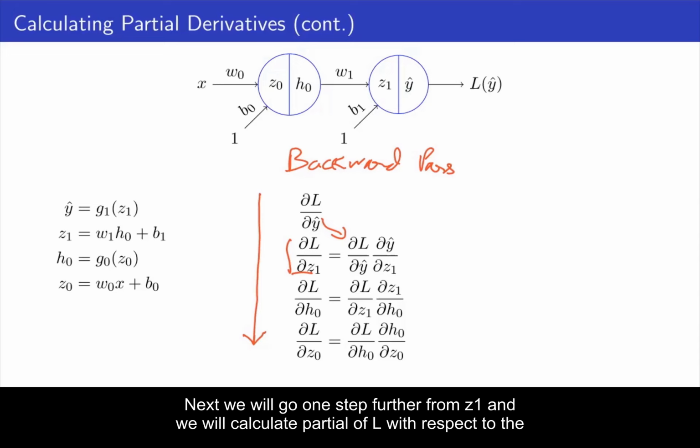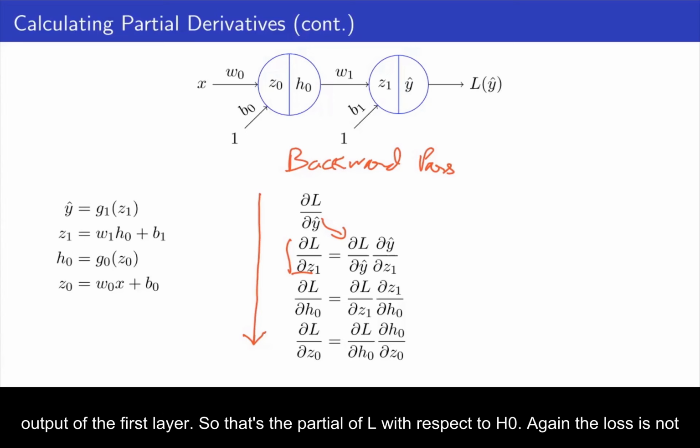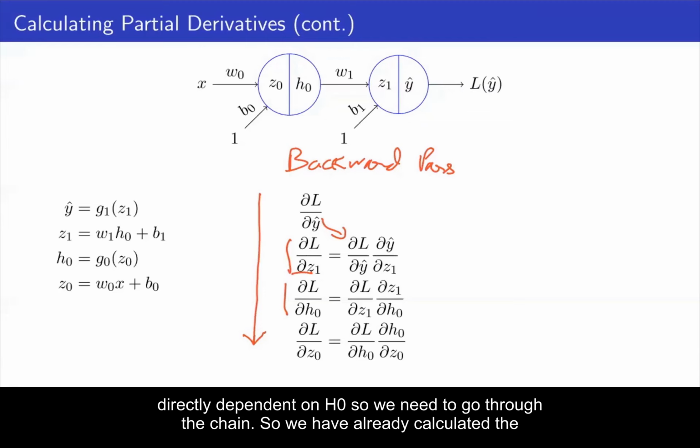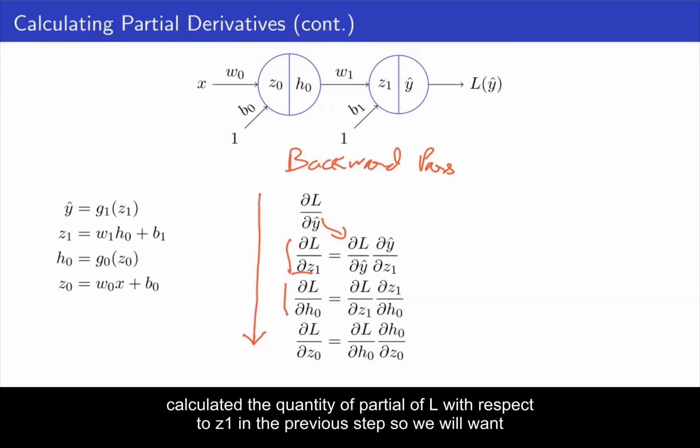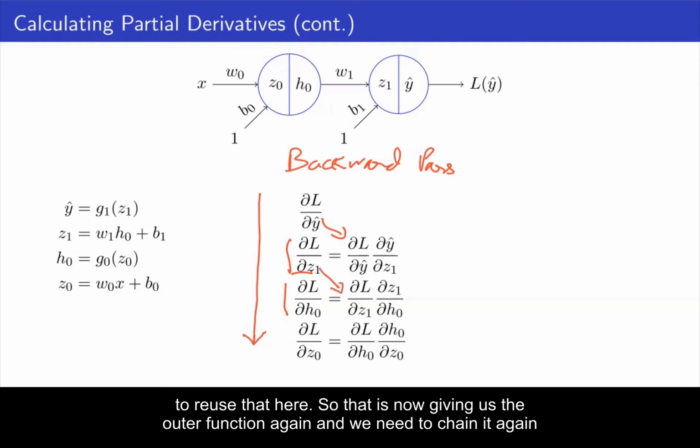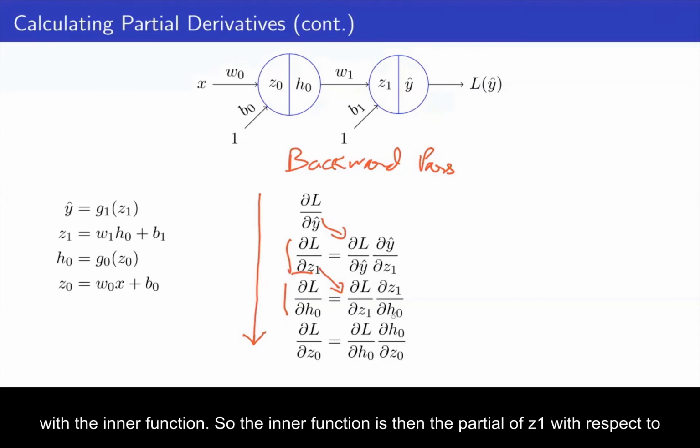Next, we will go one step further from Z1 and we will calculate the partial of L with respect to the output of the first layer. So that's the partial of L with respect to H0. Again, the loss is not directly dependent on H0, so we need to go through the chain. We have already calculated the quantity of partial of L with respect to Z1 in the previous step, so we will want to reuse that here. So that is now giving us the outer function again.